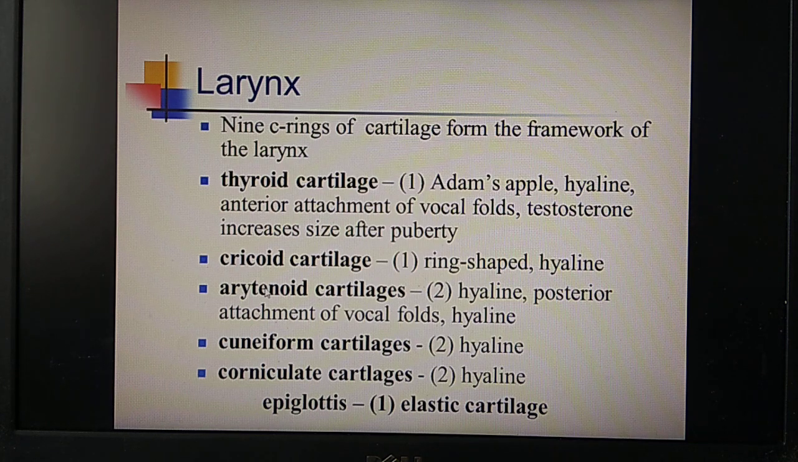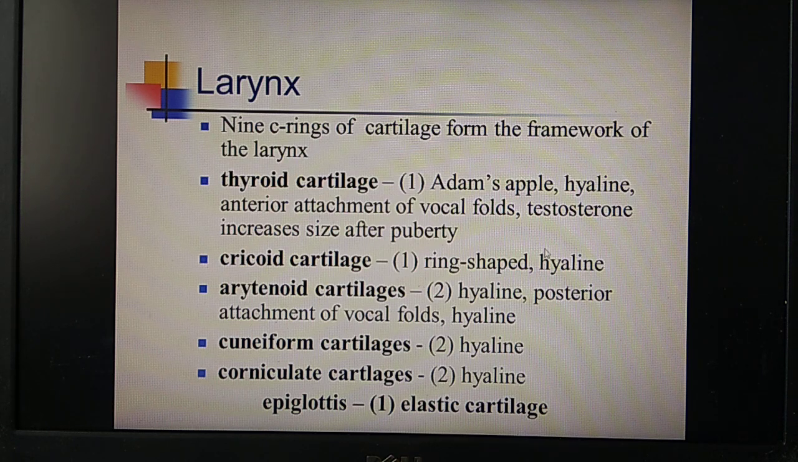So the larynx has 9 C-shaped rings of cartilage, which form the framework for the larynx. As I told you, there is the thyroid cartilage, otherwise called Adam's apple, with the anterior attachment of vocal folds. Testosterone increases its size after puberty in the male, so the voice of the male is somewhat harder or harsher than the female. Testosterone increases the size of the larynx, the voice box, so it differentiates the male voice from the female.